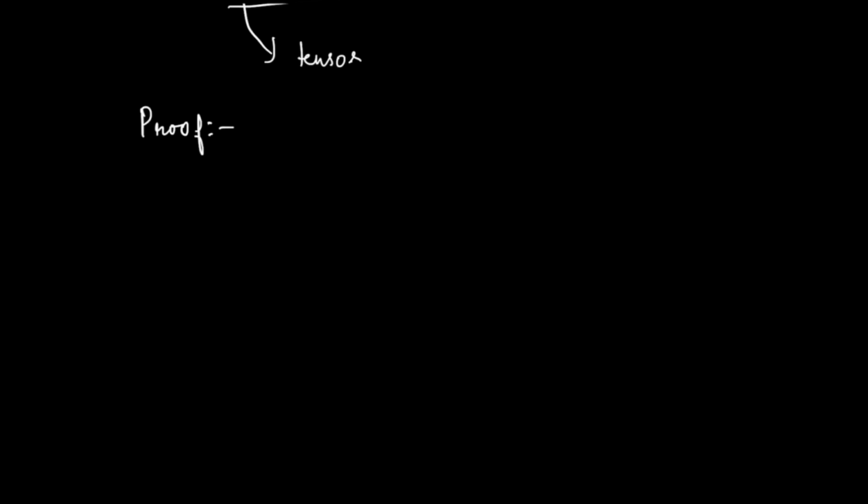Now, in order to prove the quotient law, I have to write the transformation for both A and B. I don't know whether A is a tensor or not. Therefore, I am not writing A prime. I am just noting A bar of mu lambda rho. A bar is nothing but the transformation of A. So A alpha beta gamma is transformed to A bar.